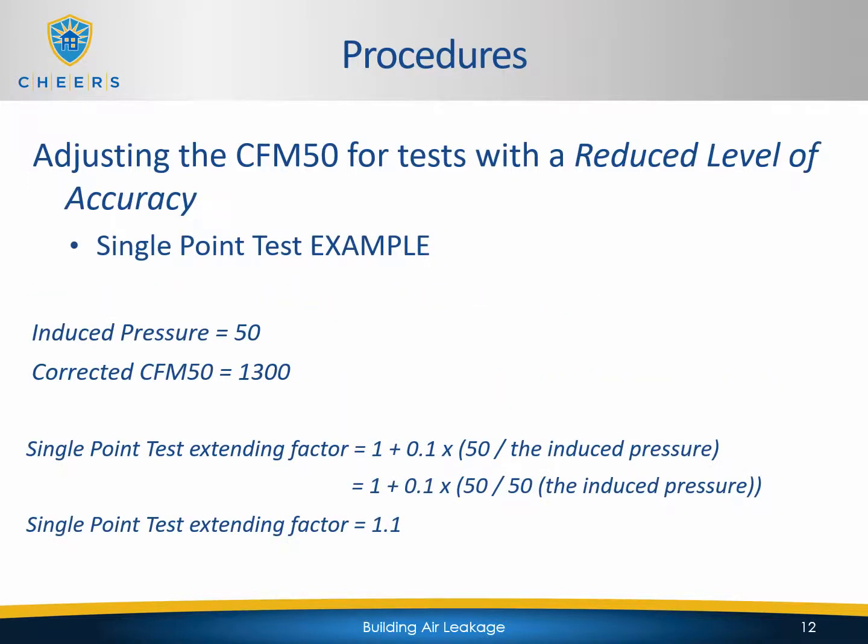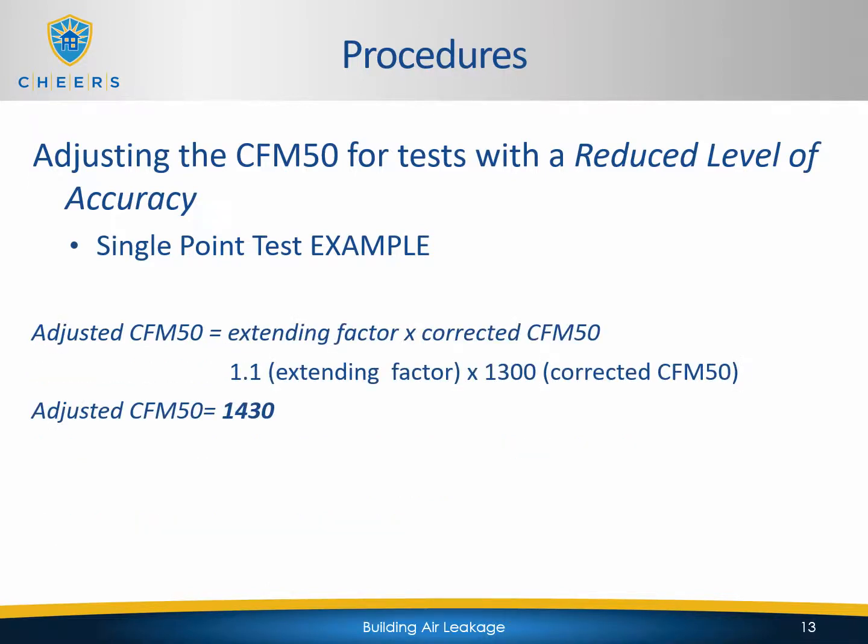So for the single point test example, we have an induced building pressure of 50 and a corrected CFM of 1300. To figure out the extending factor for the single point test, we're going to be using 1 plus 0.1 times 50 divided by the induced pressure. So translating the formula is 1 plus 0.1 times 50. The induced pressure also being 50 is going to be 50 divided by 50, which is 1. So 1 plus 0.1 times 1 equals 1.1. So the single point test extending factor is 1.1.